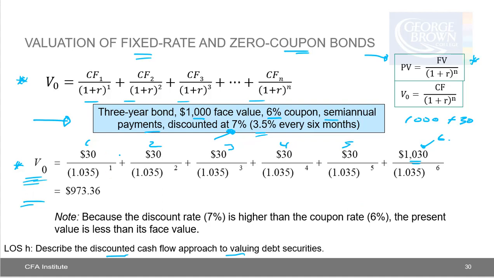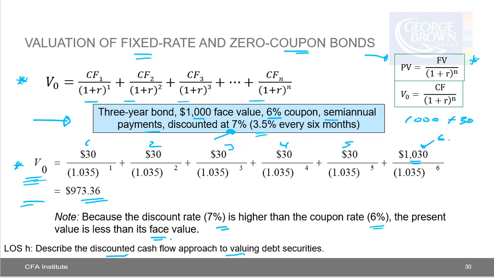So present value of coupon 1, present value of coupon 2, present value of coupon 3, plus present value of coupon 4, plus present value of coupon 5, plus the present value of not only the 6th coupon, but also getting the principal back of 1,000, and we get the price of 973.36.